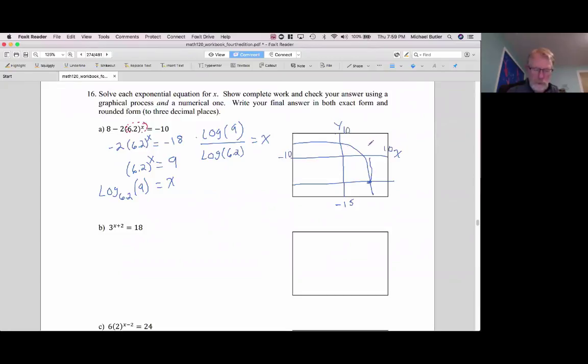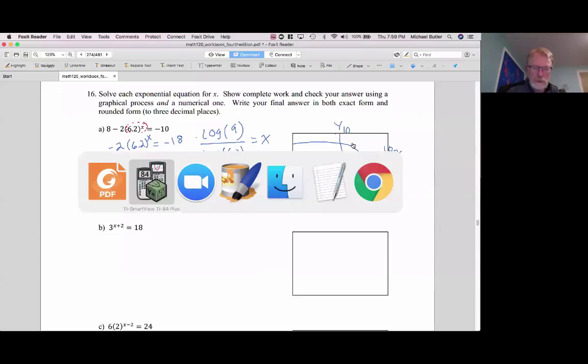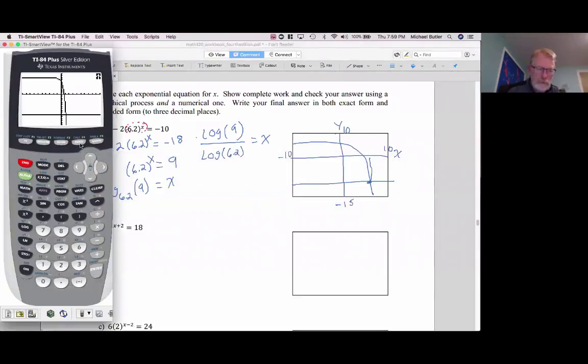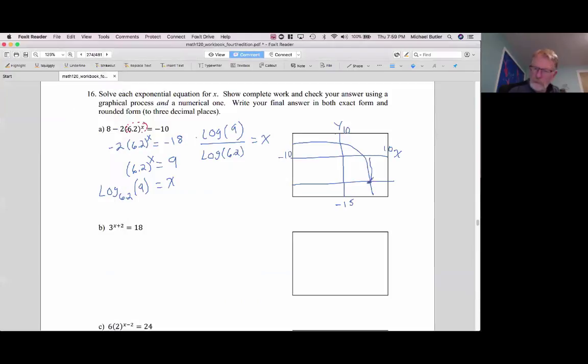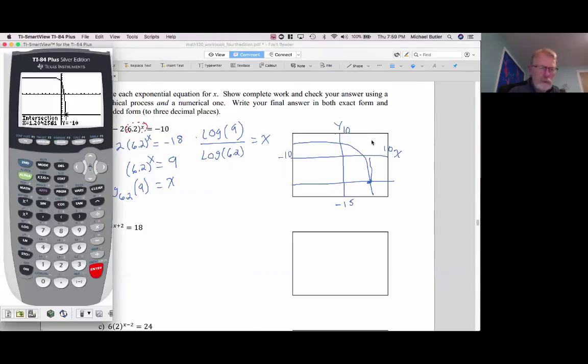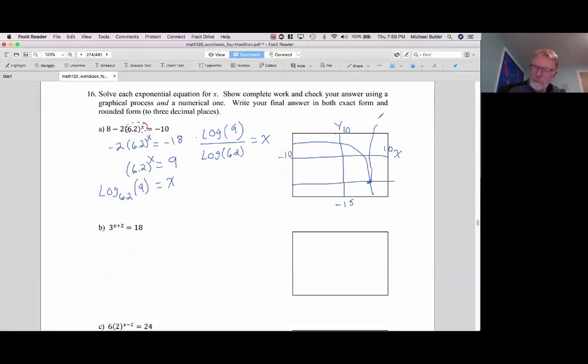Okay, so let's come into the calculator, go second, calc. Go to number 5, first curve, second curve, best guess. And my decimal approximation of this point right here was about 1.204. So x is approximately 1.204. And I bet you if you do the change of base and do the actual calculation over here, you're going to get the same thing. All right, let's move on to part B.